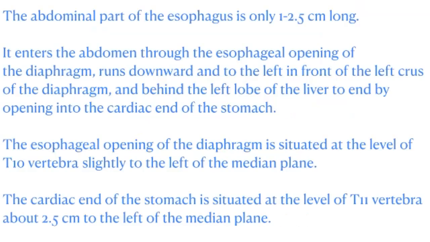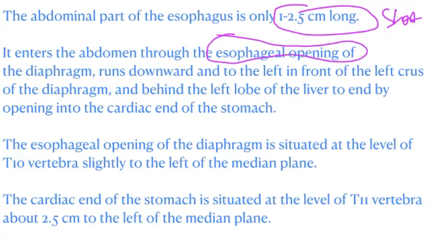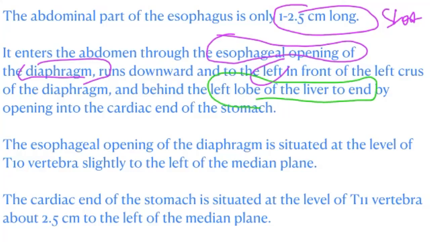Abdominal part of the esophagus is only 1 to 2.5 centimeters long. That means in the abdomen, the esophagus is very short. It enters the abdomen through the esophageal opening of the diaphragm, runs downwards and to the left, in front of the left crus of the diaphragm and behind the left lobe of the liver, to end by opening into the cardiac end of the stomach. So the esophagus opens into the stomach.